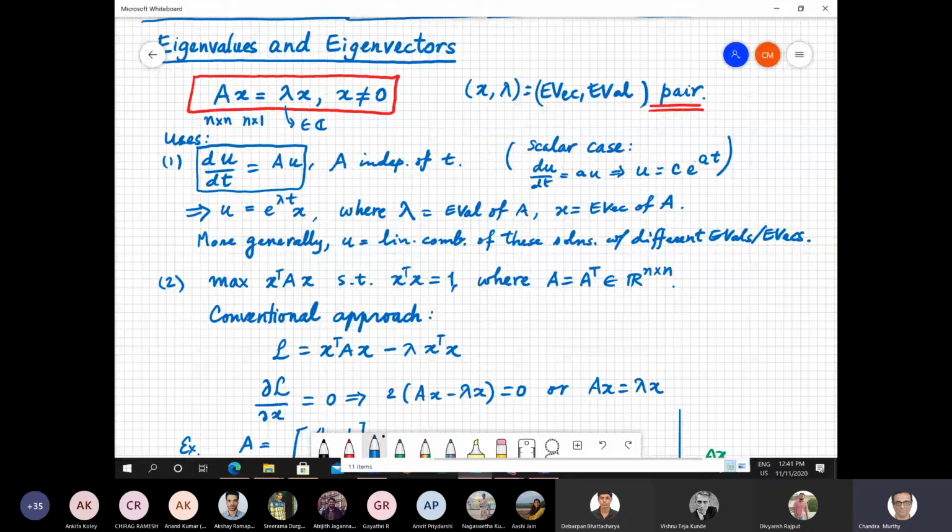So A times u will be A times e power lambda t times x, which is equal to e power lambda t, which is a scalar, so I can take that out of the multiplication. So it's e power lambda t times Ax, and Ax is the same as lambda x because lambda and x are an eigenvalue eigenvector pair. So A times u is equal to lambda times e power lambda t times x. So basically Au will be equal to lambda times u.